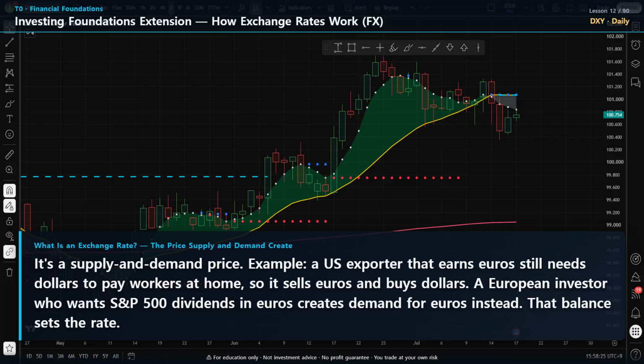It's a supply and demand price. Example, a US exporter that earns euros still needs dollars to pay workers at home, so it sells euros and buys dollars. A European investor who wants to pay US dividends in euros creates demand for euros instead. That balance sets the rate.